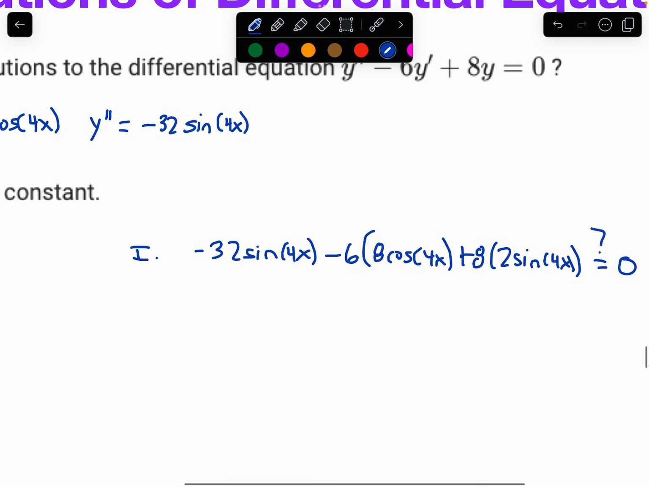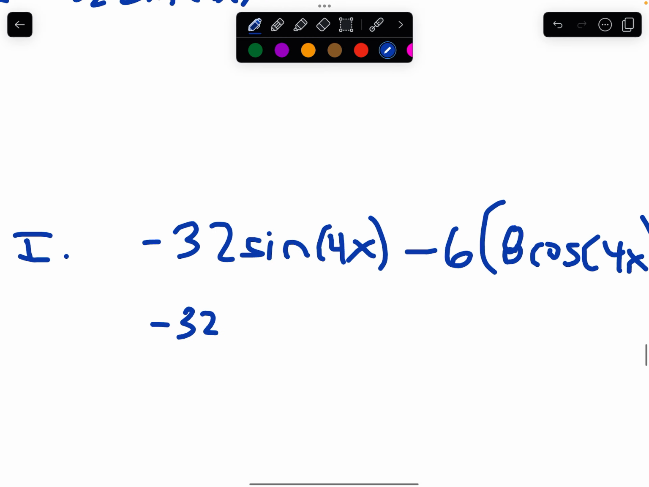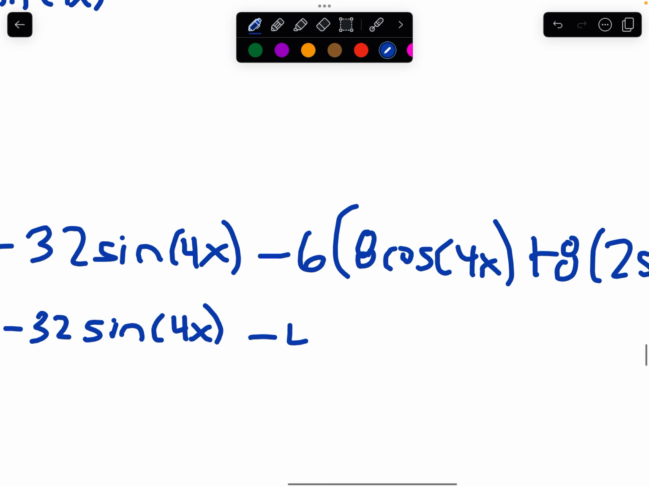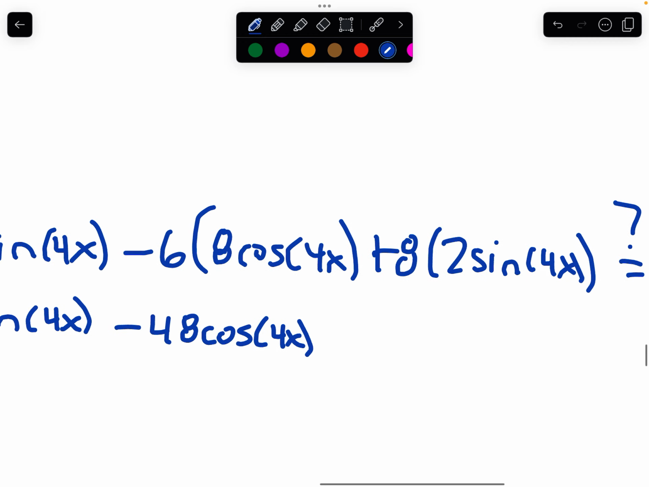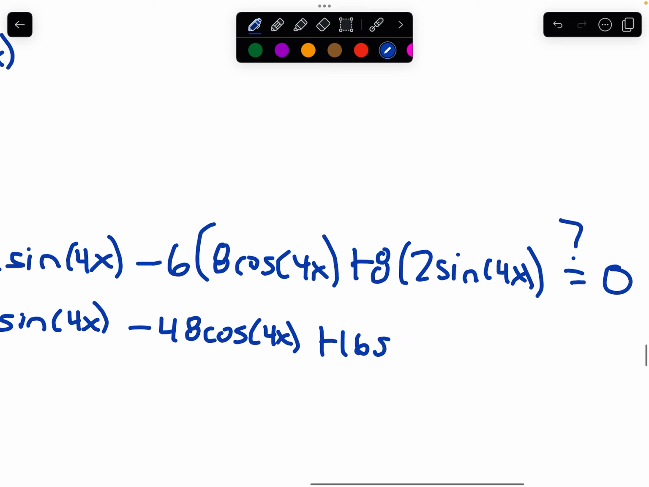Well, let's clean this up a little bit. This negative 32 sine of 4x, let's leave this alone. This would be what? Minus 48 cosine of 4x. And then, I guess, plus 16 sine of 4x. Okay, and then does that equal 0?